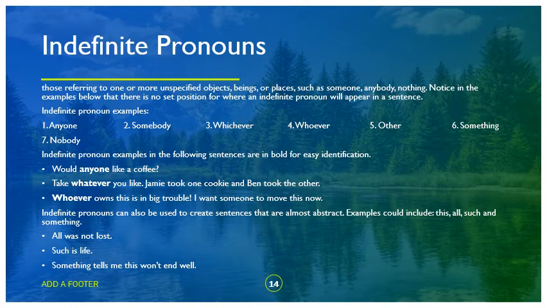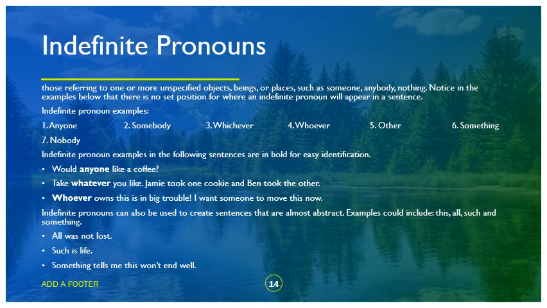Indefinite pronouns are those referring to one or more unspecified objects, beings, or places such as someone, anybody, nothing. Notice in the examples below that there is no set position for where an indefinite pronoun will appear in a sentence. Often it happens that you are not sure about the doer of the action, but the action has happened. Often you are not sure about the kind of action that has taken place. Sometimes you are not sure about the place where the action has taken place. So just to make the sentence structure complete, you use the indefinite pronouns.